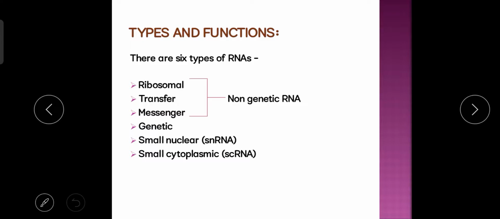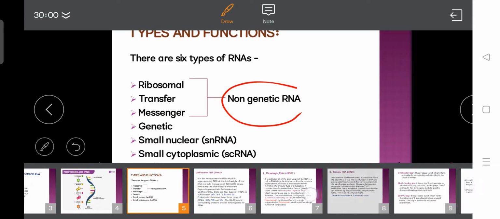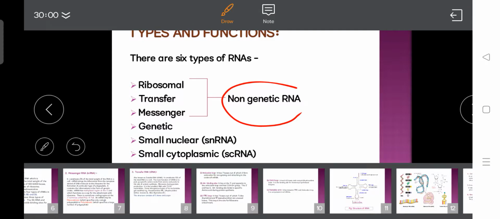Remember, these three are called the non-genetic RNA. So now come to the next one, which is called the genetic RNA.